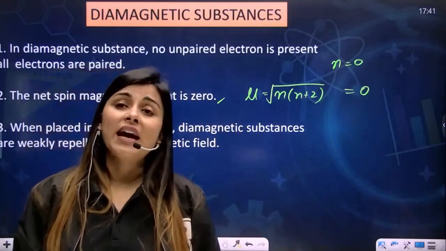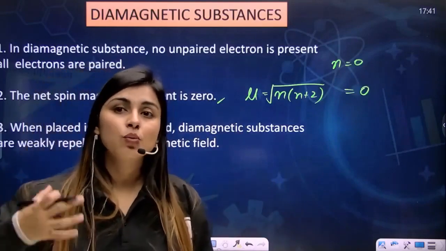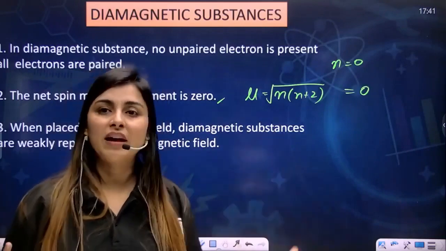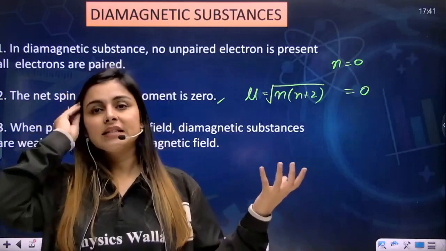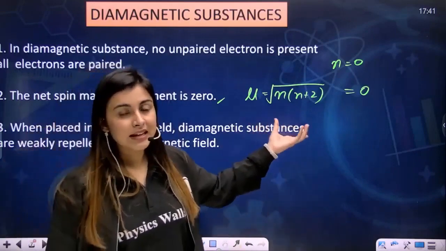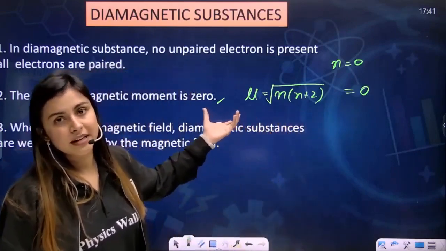Okay, and you can calculate it, because you can calculate the dipole moment experimentally. For every element you calculate the dipole moment and you find out how many unpaired electrons are present, and since it comes out to be 0, then we can say that it is a diamagnetic substance.